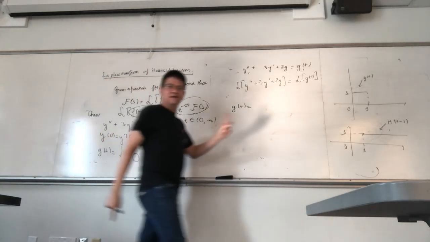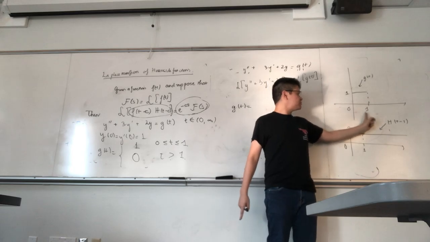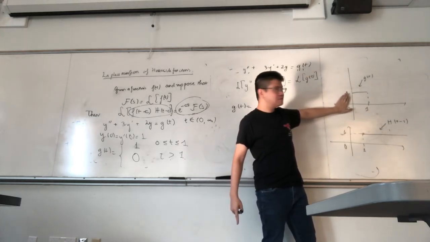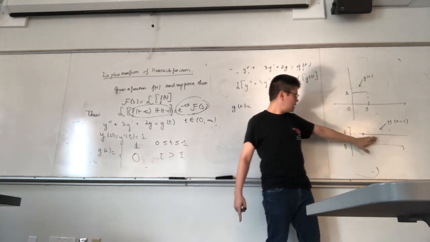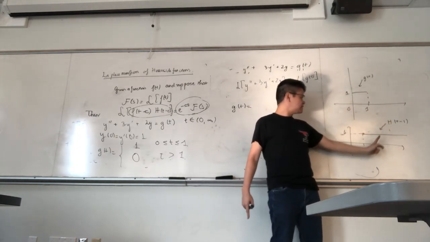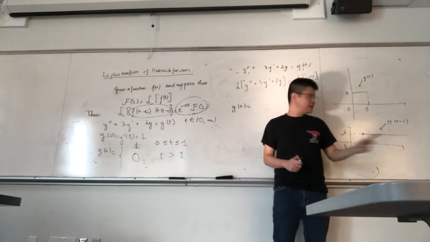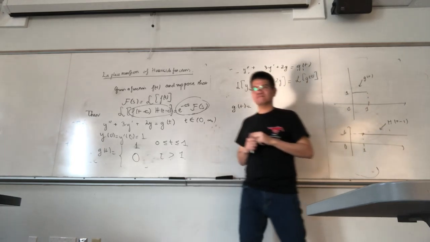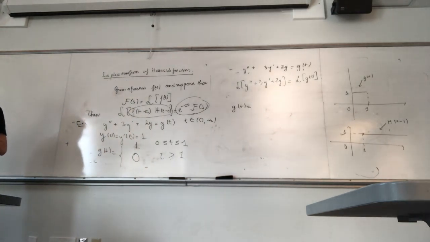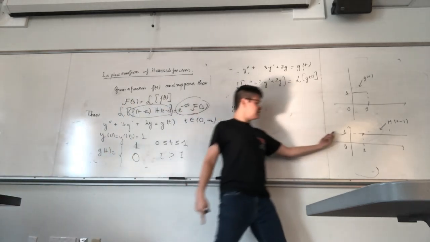I explain again. This g(t) is 1 from 0 to 1 and 0 from here to here. Forget about this part. And this guy is 1 from here to here and 0 from here to here. And I said that this is a complement of this guy. So how can I turn this guy into this guy? As h of negative t plus 1. h of negative t plus 1. So it's going to be here.